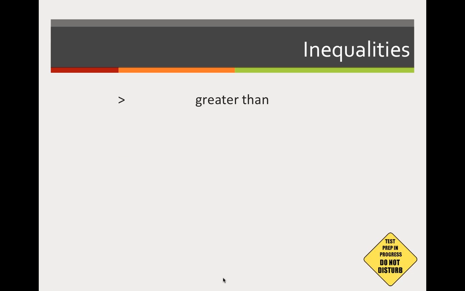Inequalities are similar to equations. There's only one exception. Everything that we just talked about with equations, we'll use on inequalities, except for one rule, and we'll see that a little later. We're going to do the same thing to both sides. We'll always end up eliminating all the numbers around the variable. Here are our inequality symbols: greater than, less than, greater than or equal to, and less than or equal to.